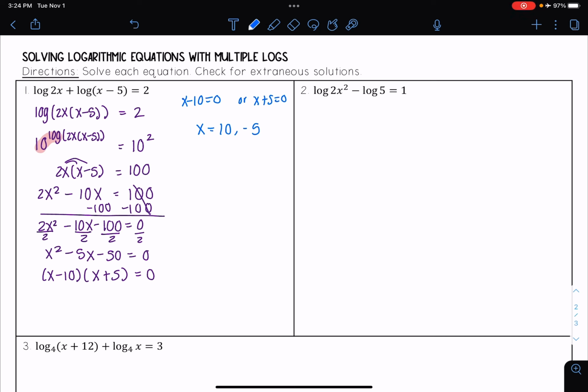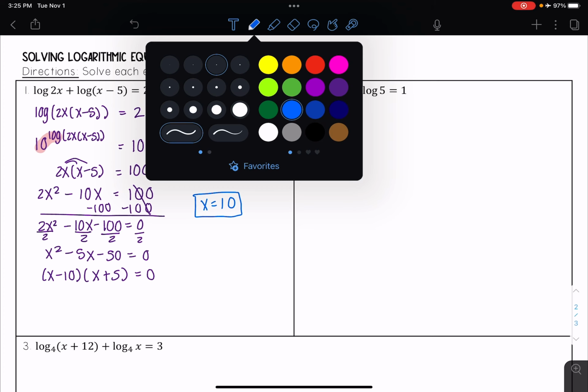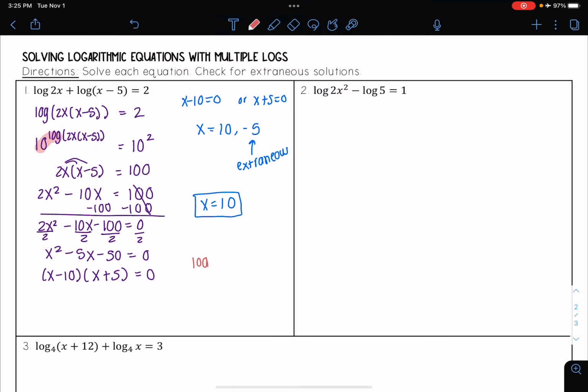Well, I see with 10, when I plug it in, I get log 10 and log 5. So both of those are positive numbers in there, so that one's good. However, when I plug in -5 into log of 2x, I get log of -10. And log of -10 is undefined. So this is going to be extraneous. So that means my only solution here is x is equal to 10. And again, that's because log of 2 times negative 5 is equal to log of negative 10, which is undefined.